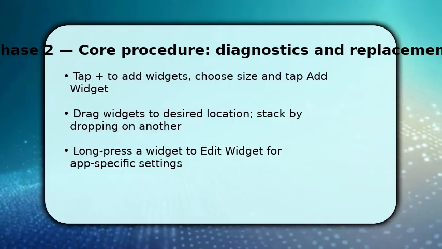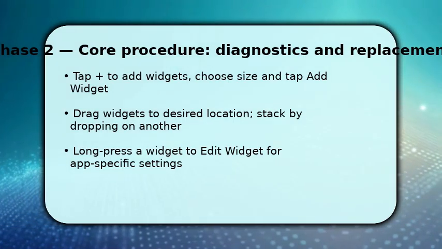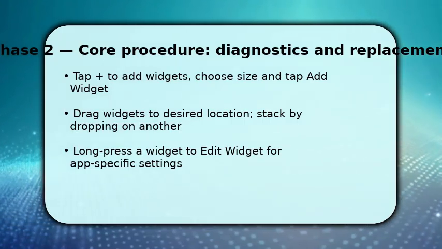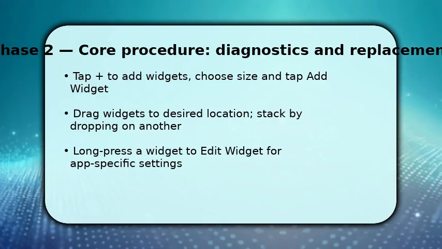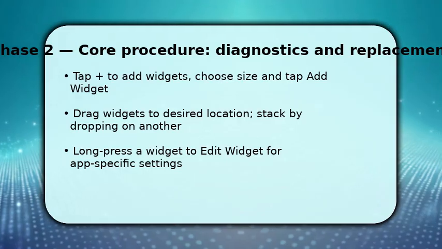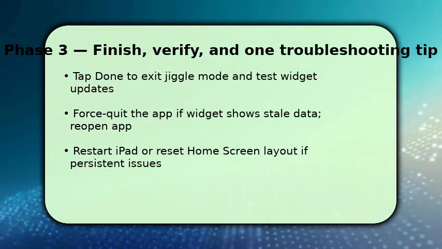To save space, stack widgets by dropping one onto another, then swipe within the stack to cycle through. If a widget supports configuration, long press it and choose Edit Widget so you can select accounts, lists, or content sources. This corrects most display and content issues. Tap Done to lock your layout, then observe widgets for a minute to confirm they update.